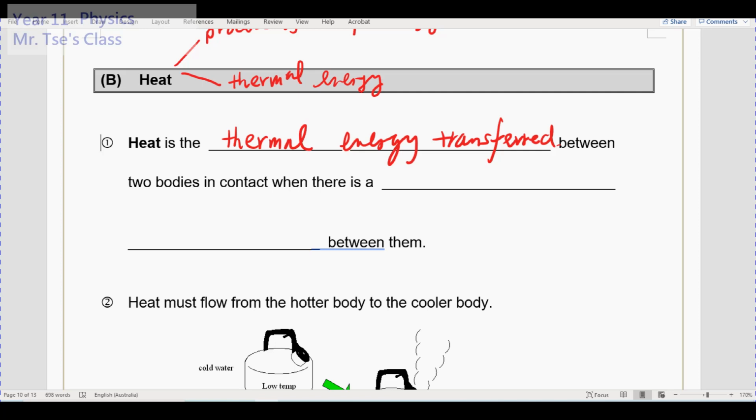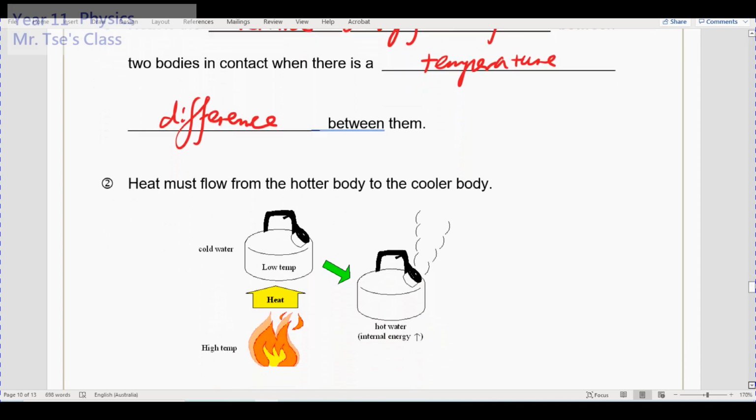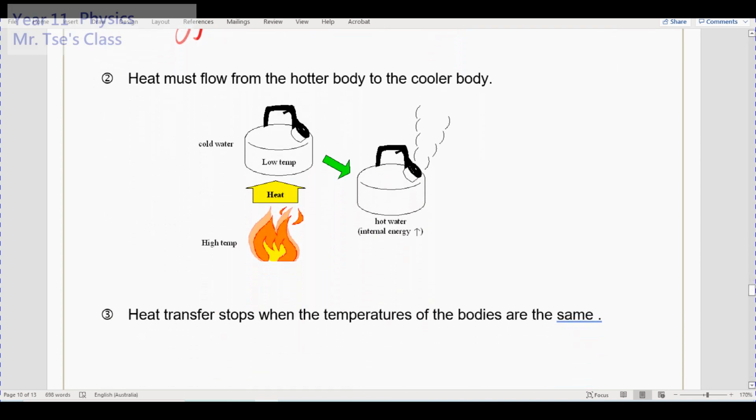The condition for thermal energy to be transferred is when there's a temperature difference. So that means if you want to have thermal energy transfer between two different bodies, these two bodies must have a temperature difference. They can't have the same temperature. If they have the same temperature, there won't be any heat flow. Okay, so that's why heat must flow from the hotter body to the cooler.